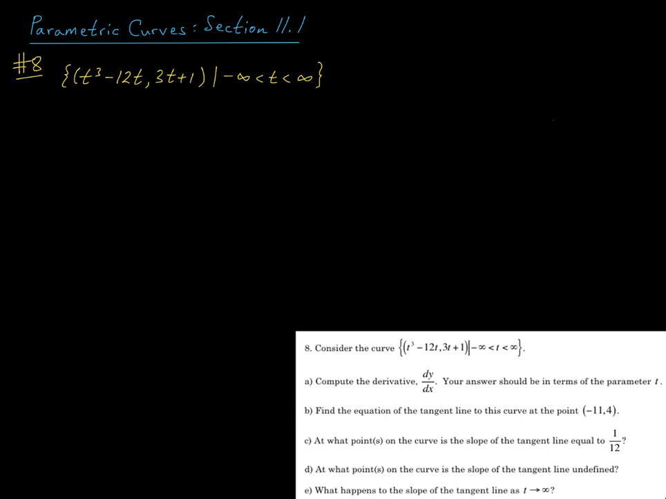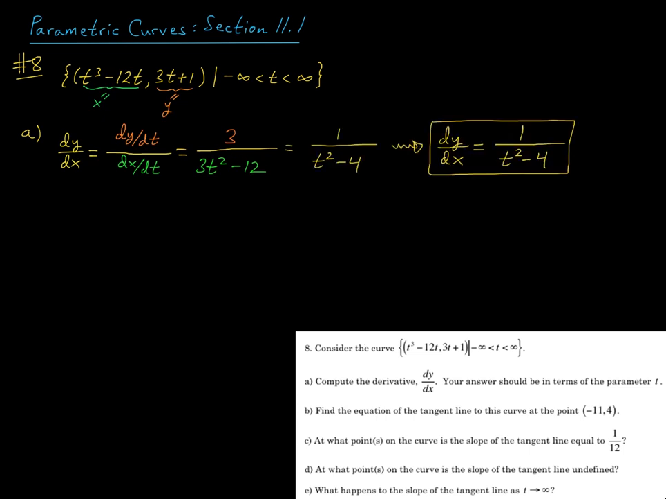So in light of our discussion in the last video, we can compute dy/dx in terms of this parameter t by finding dy/dt and then dividing that by dx/dt. Okay, so computing those derivatives, we find that dy/dx is 3 divided by 3t squared minus 12. And there's a common factor of 3 in the numerator and denominator. And so simplifying, we find that dy/dx is equal to 1 over t squared minus 4.